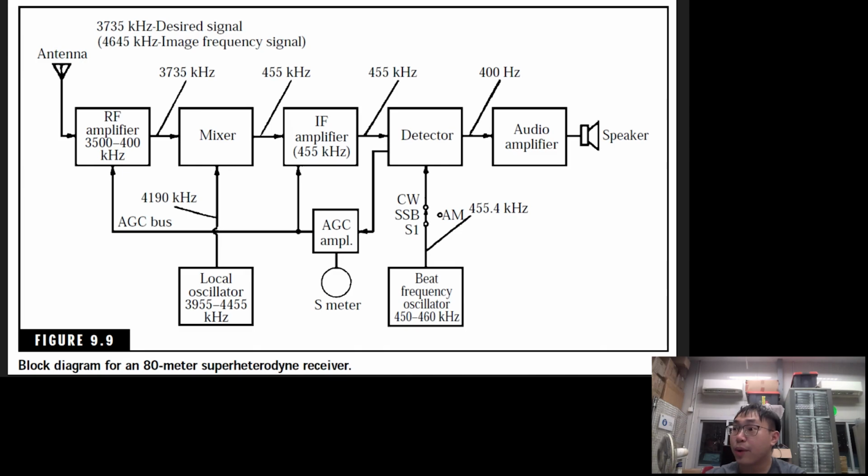Okay, let's go back to here. I'll just introduce this image to you. We have a local oscillator here. In my slides, it's mentioned that we have to change the frequency of the local oscillator so that when the signal comes in from the antenna, we can guarantee to have the intermediate frequency at 455 kilohertz.